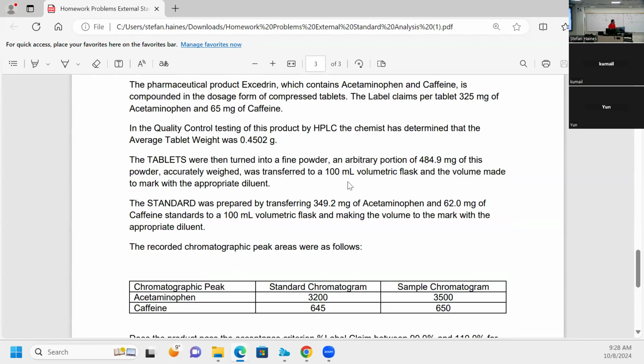We have to get between 90 and 110% label claim. So it's 325 of acetaminophen, 65 of caffeine. This is why you will like it when the machine tells you things without you having to do the math yourself. Let's say you do 3 or 4 analytes, it gets really annoying having to do this multiple times over and over again.